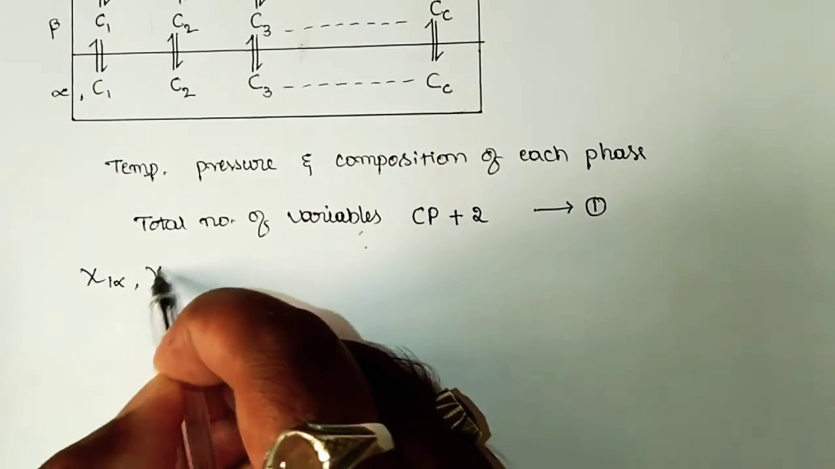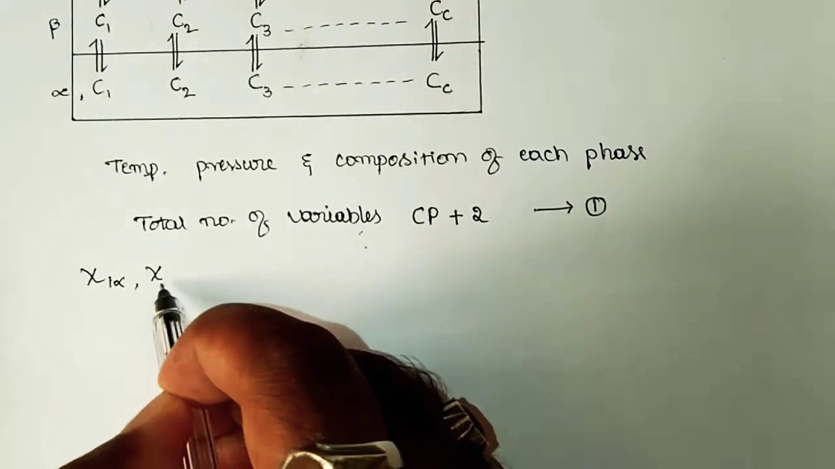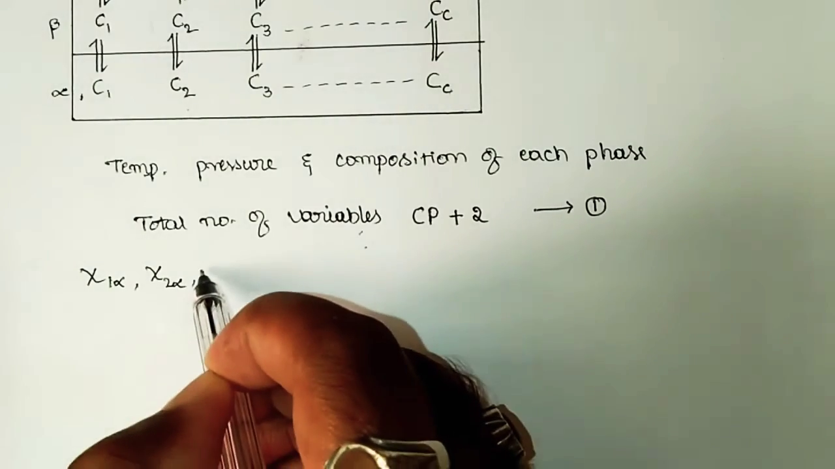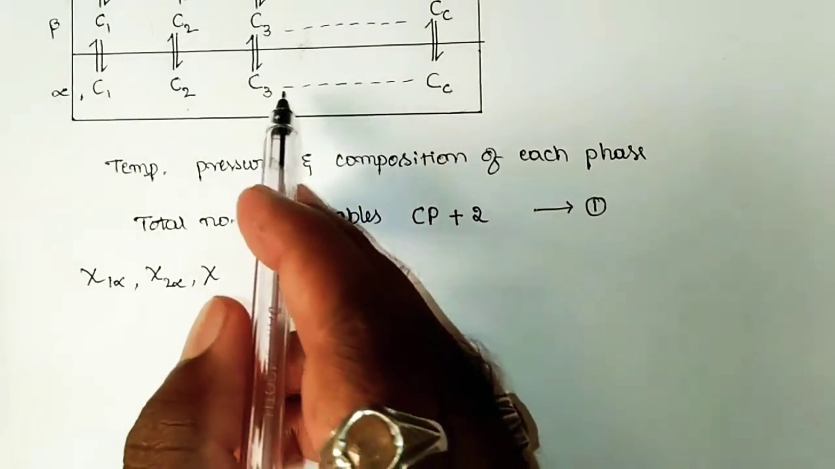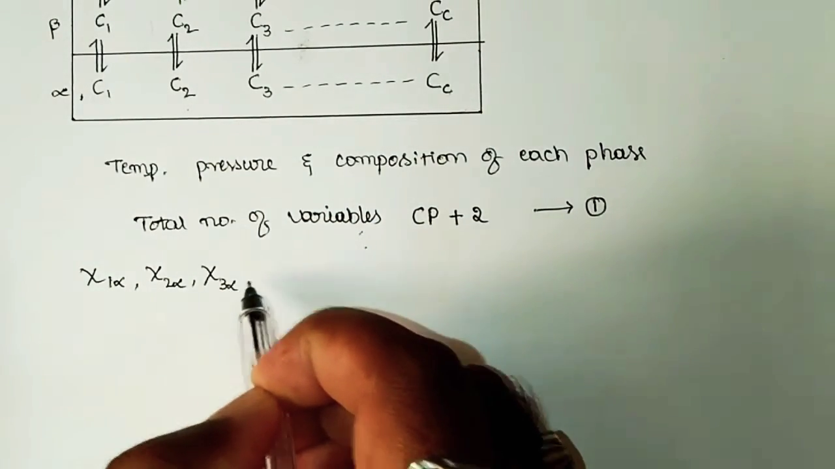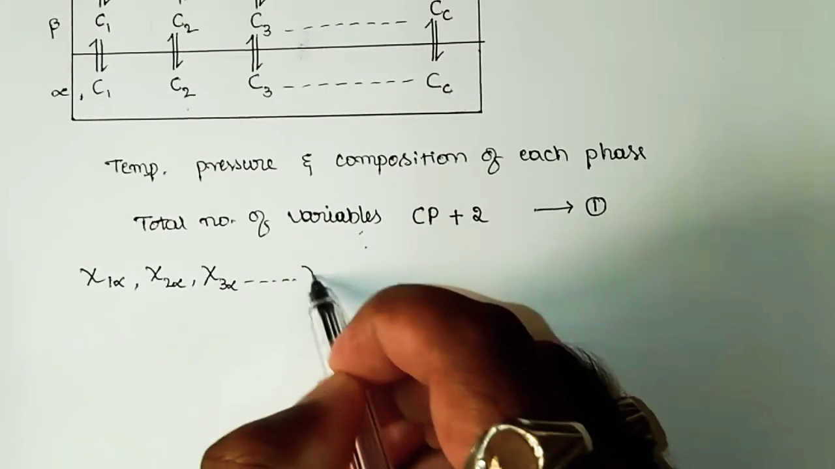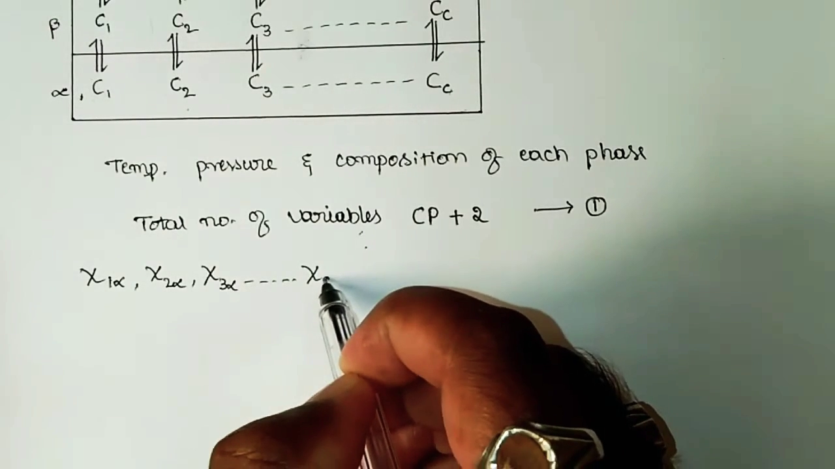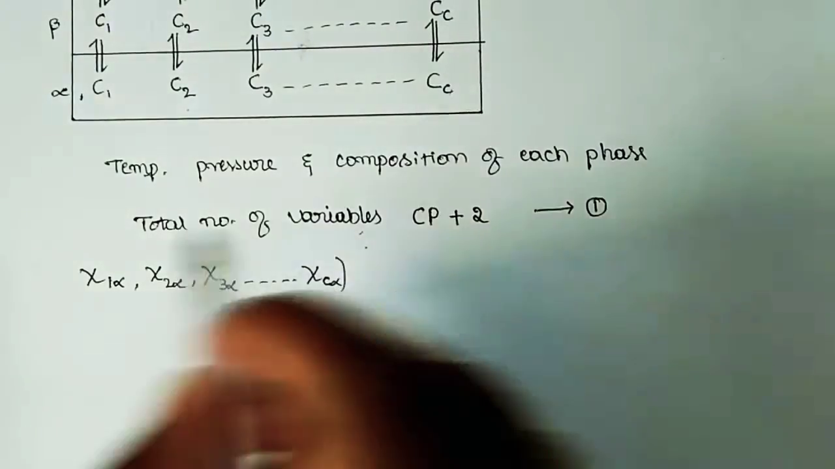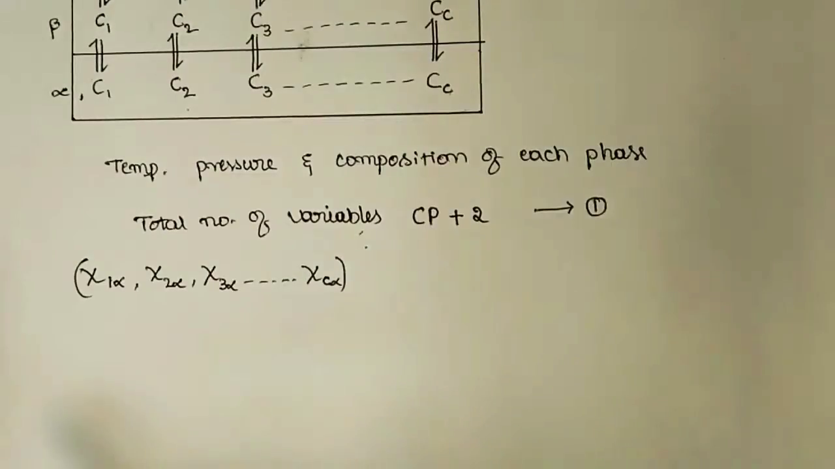chi 1 alpha, and composition of the alpha phase with respect to second component will be chi 2 alpha. Similarly, composition of the C3 component with respect to alpha phase will be chi 3 alpha. Like that, composition of the C component with respect to alpha phase. So this is the composition of alpha phase.